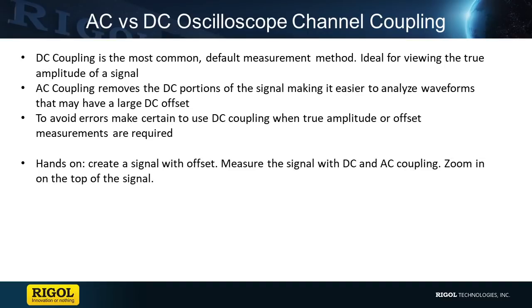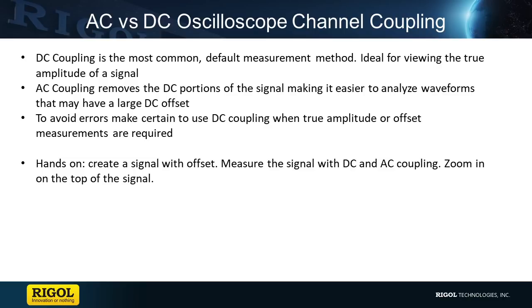AC versus DC coupling is in the channel menu, and really this is two ways for a scope to look at a signal, right? It's with or without a DC block in there, so that when you have DC coupling, you're actually looking at the true signal with a voltage offset. When you switch it over to AC coupling, what you're actually doing is getting rid of that voltage offset.